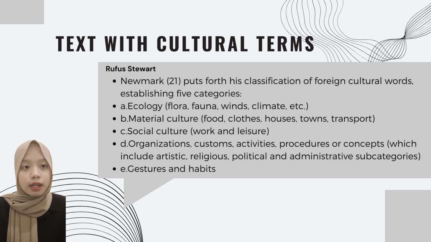The second one is material culture, including food, clothes, houses, towns, and transport. The third one is social culture, such as work and leisure. Number 4 is organizations, customs, activities, procedures, or concepts, which include artistic, political, and administrative subcategories. And then the last one, we have gesture and habit.